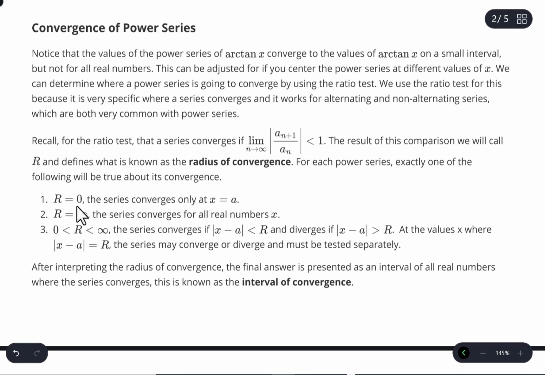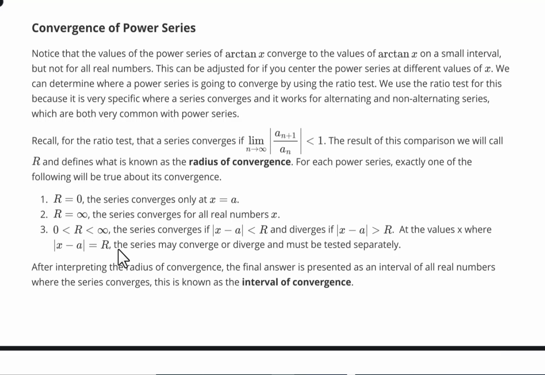If R is equal to 0, then that tells me that the series is only going to converge at that one specific value that I've centered upon. If R is equal to infinity, the series is going to converge for all real numbers. And there are plenty of examples of power series where this is true. If R is some number between 0 and infinity, then that means that it's only going to converge for a specific range of values. And that range of values will be known as the interval of convergence.